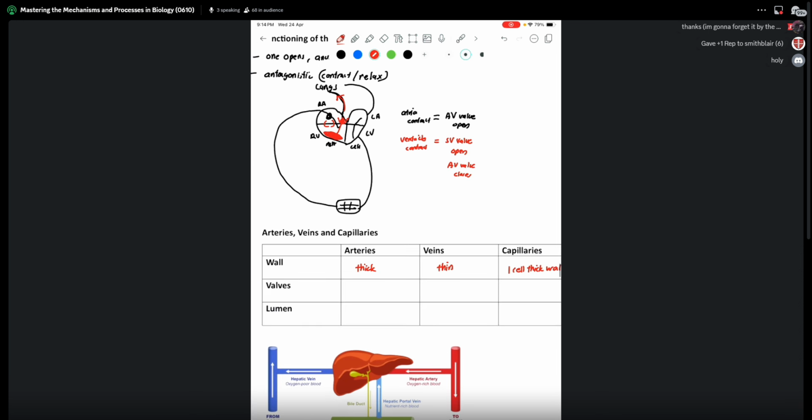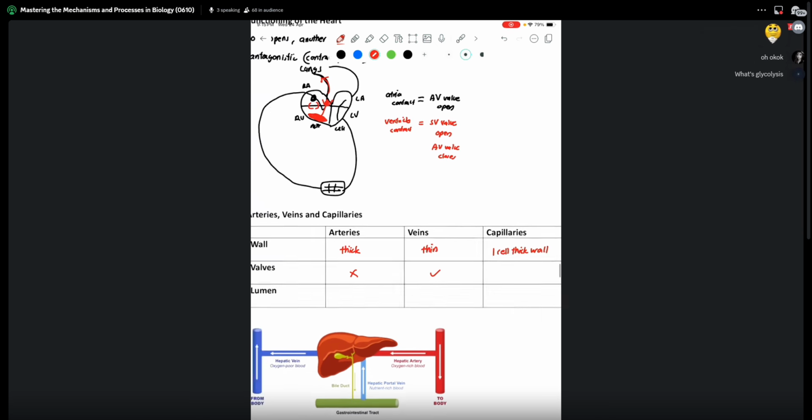Then we have the valves. There is no valve present in the arteries, just semilunar and atrioventricular. Aortic valve is the same as semilunar valve. Take note. Veins have valves to prevent the backflow of blood. Please remember this: prevents the backflow of blood.